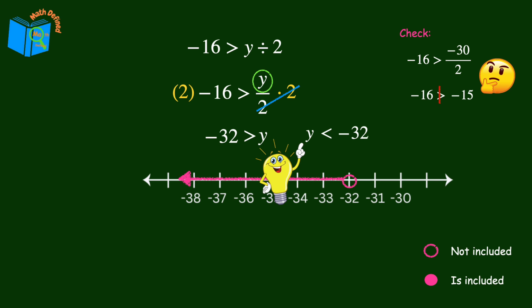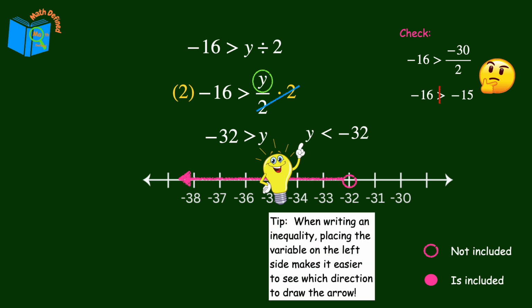Did you notice that I rewrote the inequality with the variable y on the left side instead of the right? Both of these inequalities say the same thing. Y is less than -32. A helpful tip to remember is when writing an inequality, placing the variable on the left side makes it easier to see which direction to draw the arrow. Just remember to flip the inequality symbol when you flip the variable to the left side.